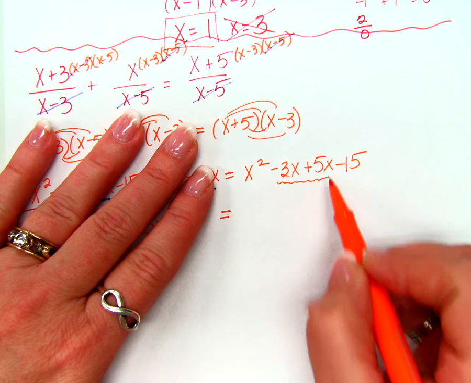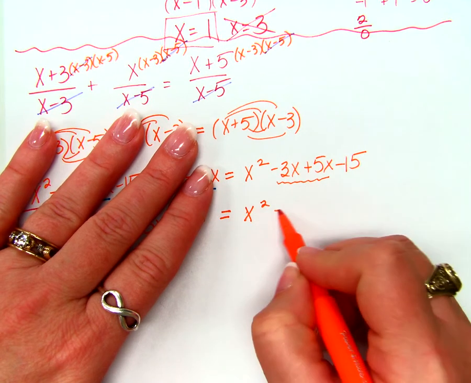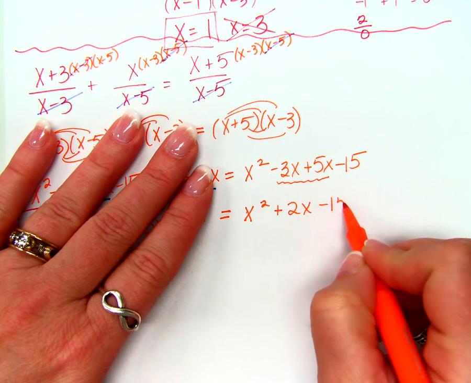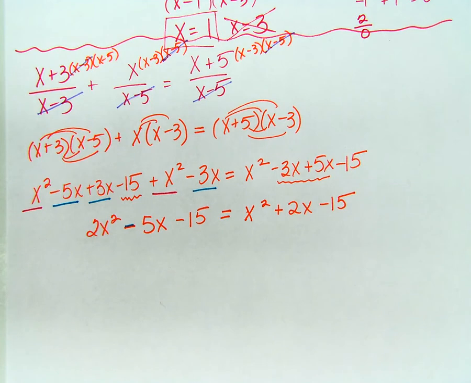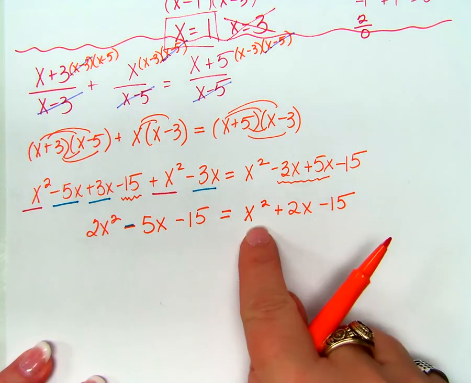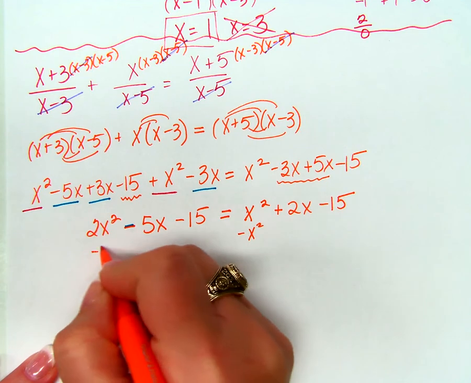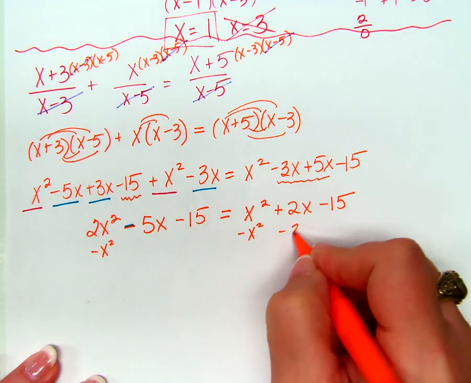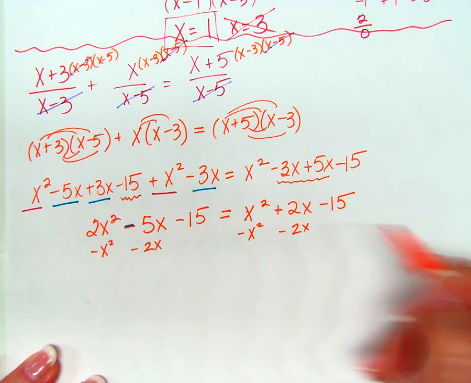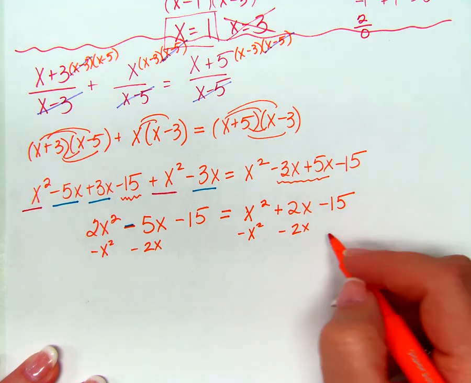All I have are these two x terms. So I have x squared plus 2x minus 15. Now, what kind of equation is this? It's quadratic, so how do we need to solve it? Set it equal to 0. So what do you want to do first? Probably we want to have a positive x squared term. Remember how I like to do that? So let's move everything to this side then, right? So subtract x squared, subtract 2x, and add 15.